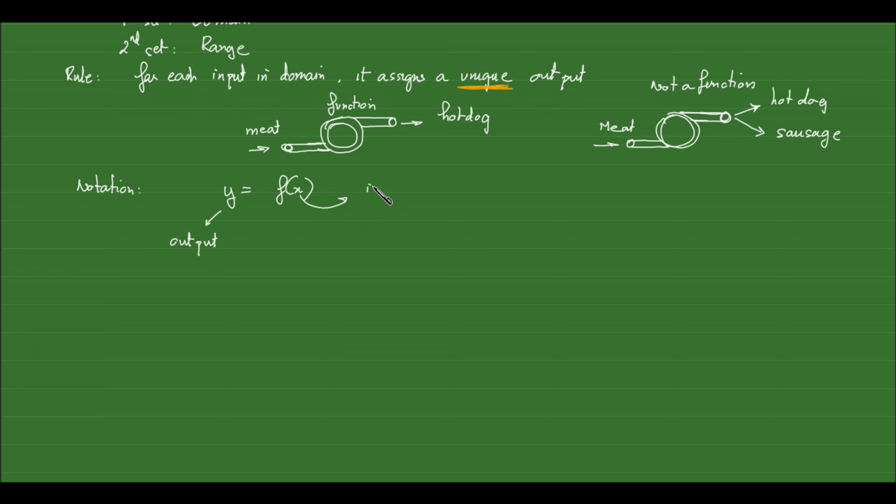X is called input. And because y equal to f of x, the whole thing over here, f of x, is also output. The output also has another name. We call that dependent variable. And the input, we have another name. We call independent variable.